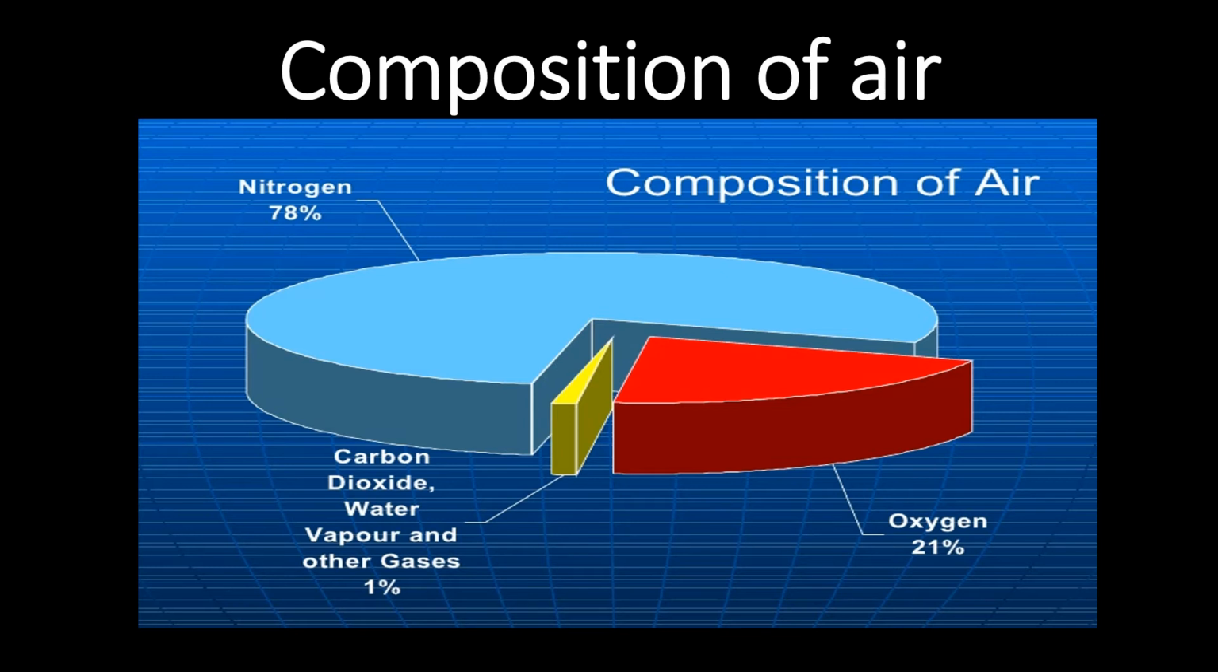The gases in air are mainly nitrogen, which is 78%, oxygen 21%, a small amount of carbon dioxide, and an even smaller mix of other gases like argon. The figure displayed on the screen shows the average composition of air. It contains mostly nitrogen and oxygen. In fact, these two gases together make up 99% of air. The remaining 1% is constituted by carbon dioxide, argon and a few other gases, water vapors and dust particles.